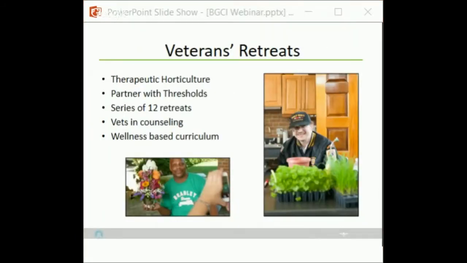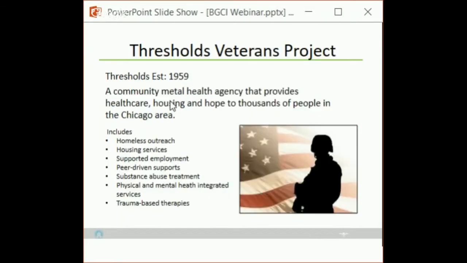So through our Veterans Retreat program, we work with veterans who are actively in therapy for various conditions, including PTSD, depression, and anxiety. It's designed as a complementary therapy to existing talk therapies and medication. So participants come to the garden with their therapist 12 times a year, once monthly, for a variety of plant-based activities and reflection. And again, we don't do it alone. Collaborations are essential. We collaborate with Thresholds, which is a community mental health facility that provides a variety of support services for veterans, everything from mental health services to housing to employment.